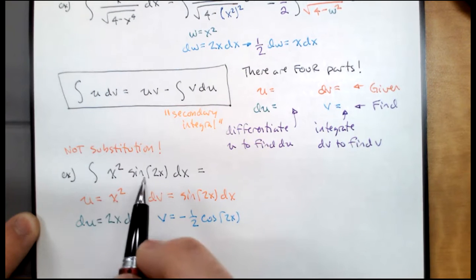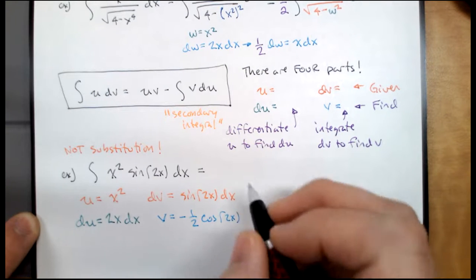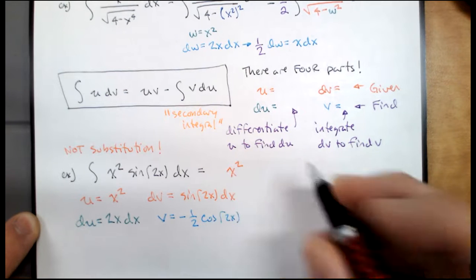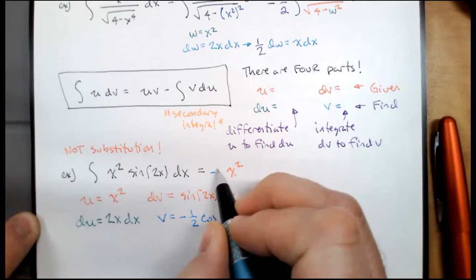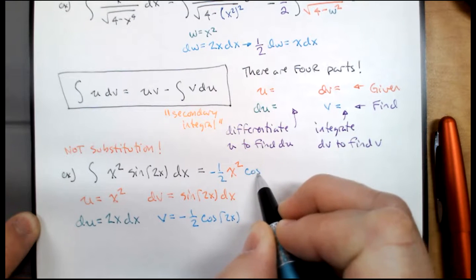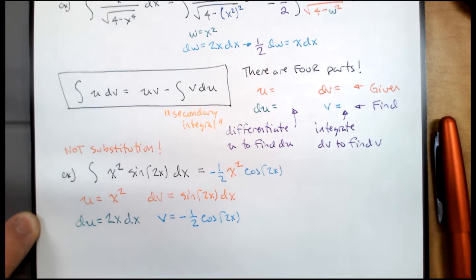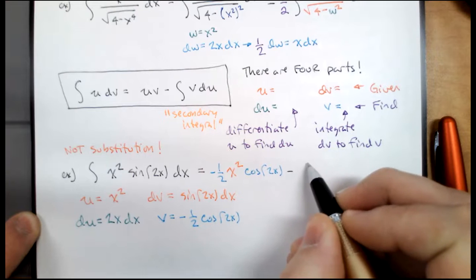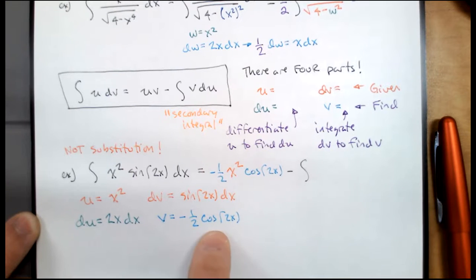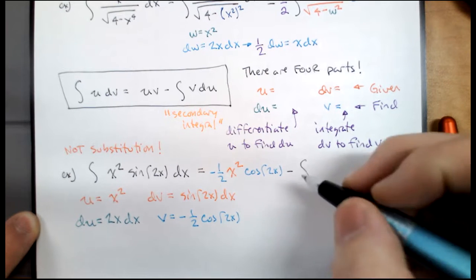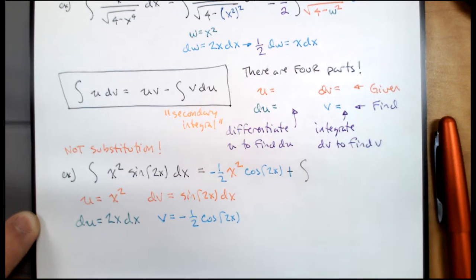So the integral of u dv is u times v minus the integral of v times du. So a few things are going to happen. I have a 1/2 times a 2. Those will cancel out when I multiply. I also have a negative from the formula and a negative from the minus cosine of 2x. So I'm going to do this. And we have the integral of x cosine of 2x.